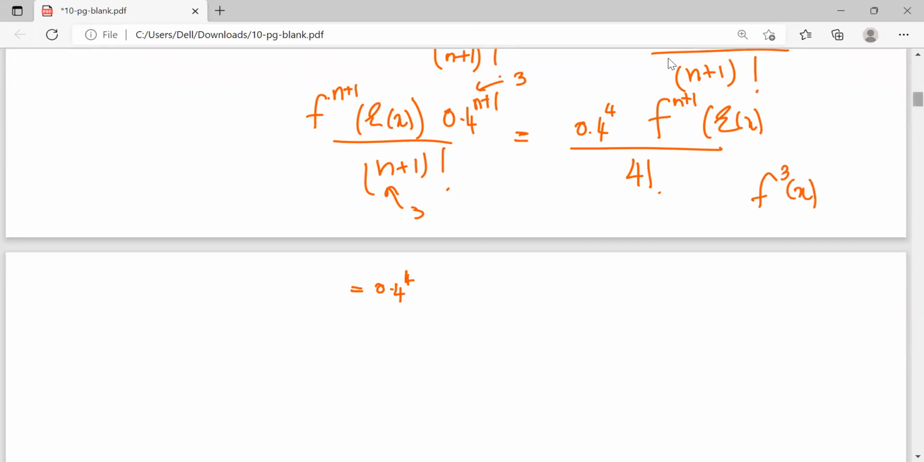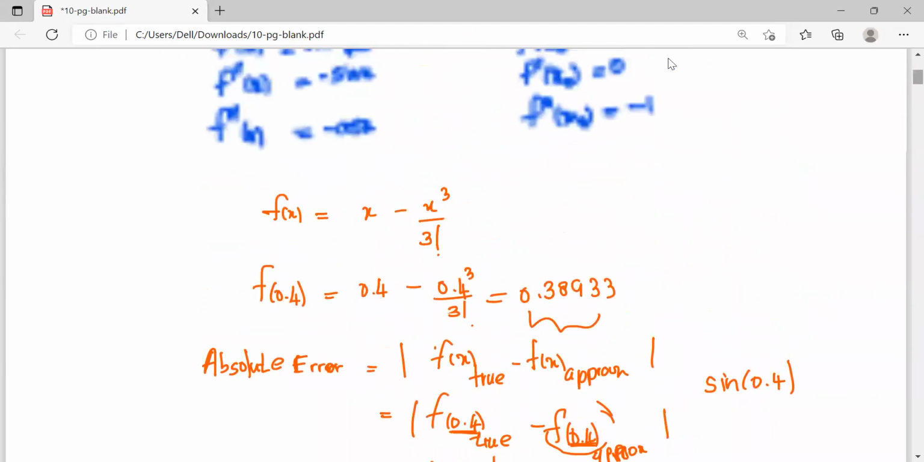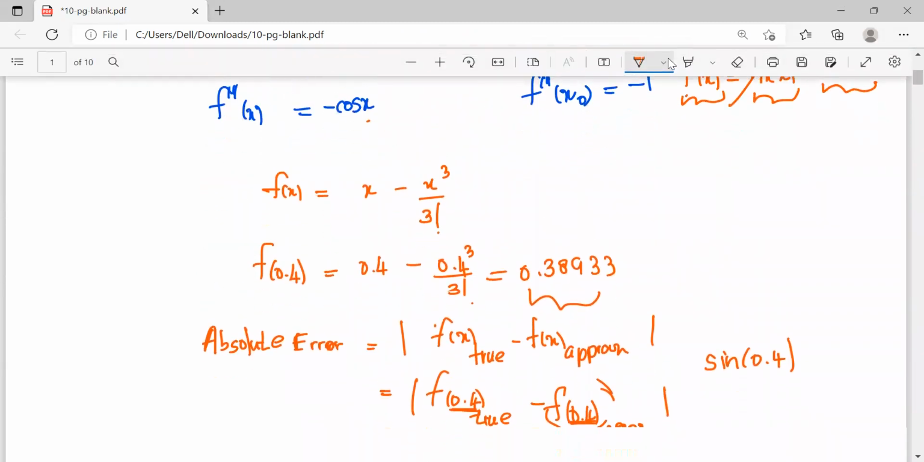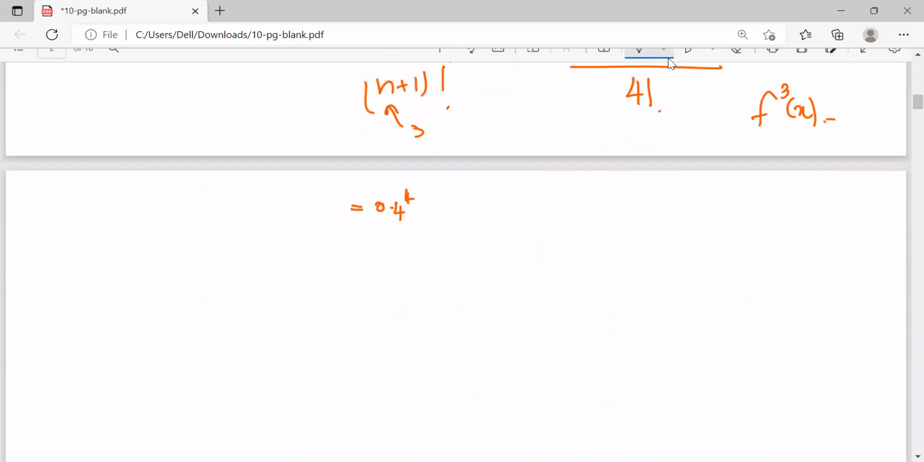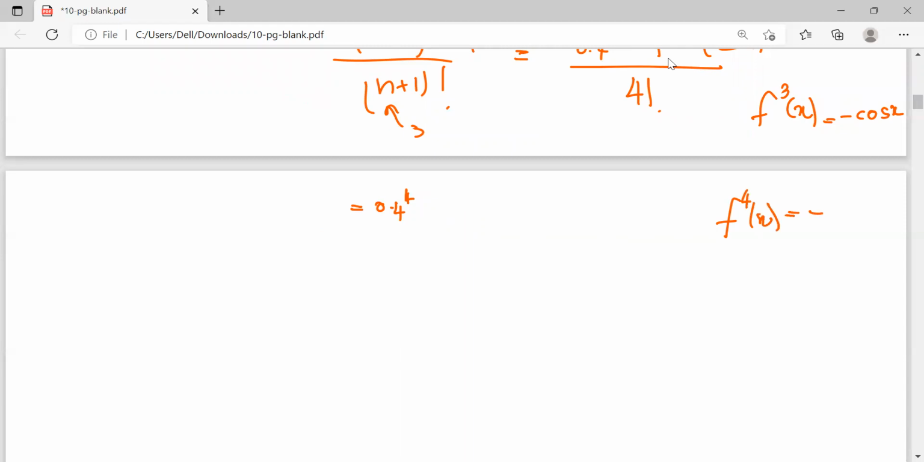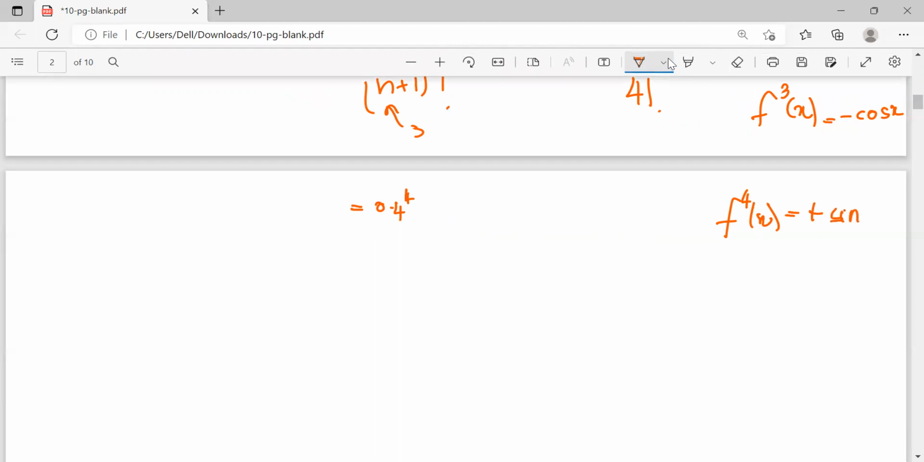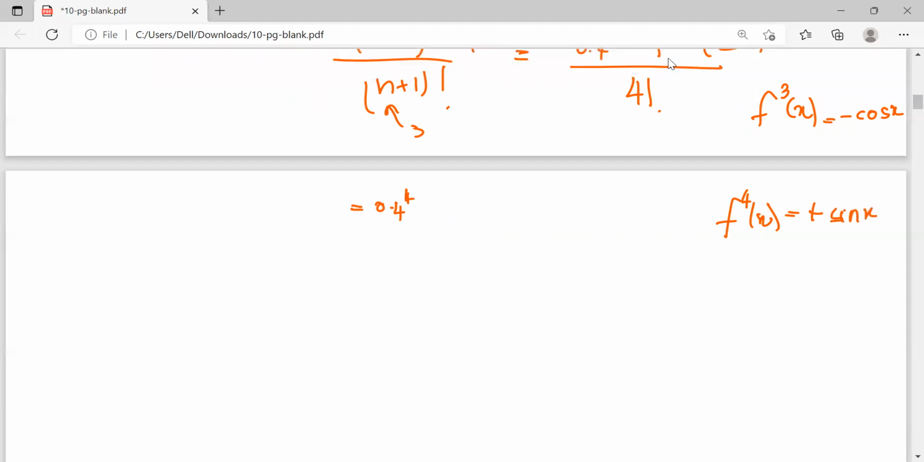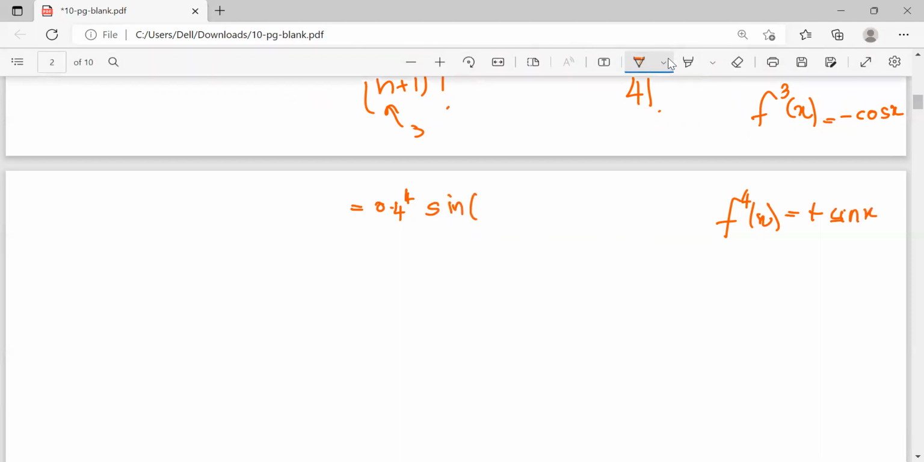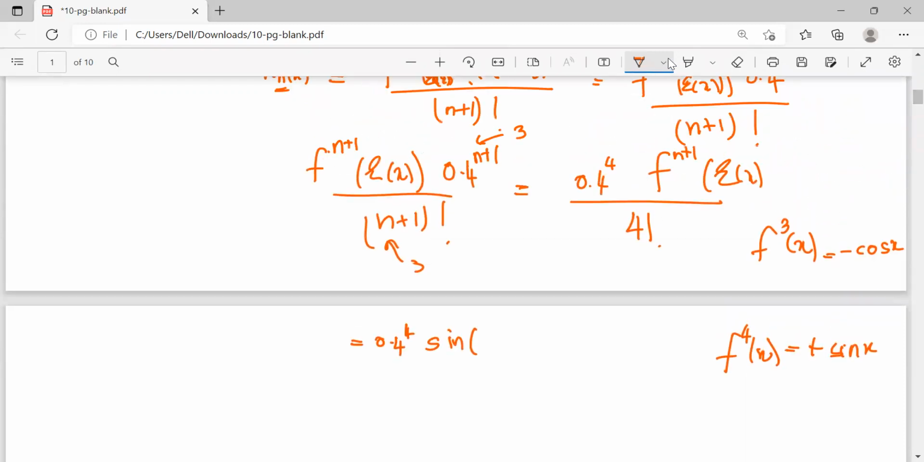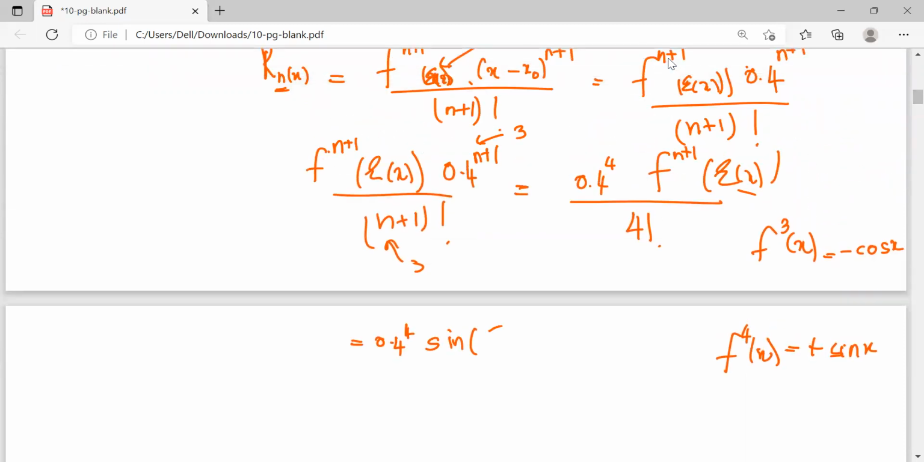f3 x. Actually, we have already done that. f3 x is equal to minus cos x. If you differentiate again, you get f4 x, and if you differentiate minus cos x, you get minus sin x into minus, which is plus sin x again. So instead of x, here we are using a value called epsilon x, divided by 4 factorial.